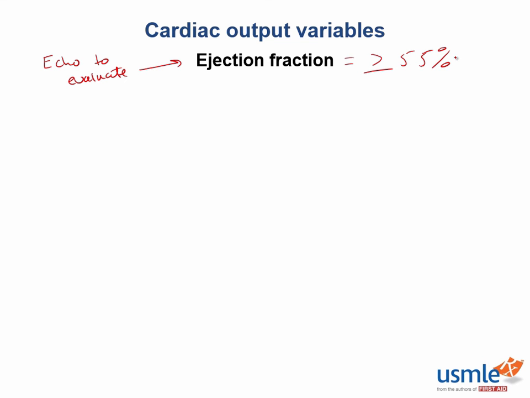And the amount the ventricle ejects is called the stroke volume, and this can be calculated as follows, where the stroke volume equals the end diastolic volume minus the end systolic volume. And if we take this difference and divide it by how much we started with, which would be the end diastolic volume, we get a ratio, and this ratio is our ejection fraction.